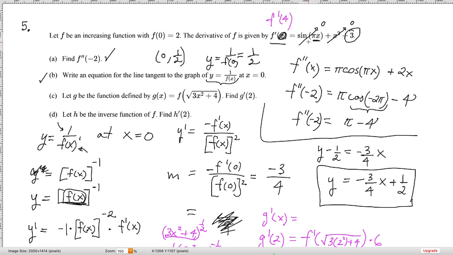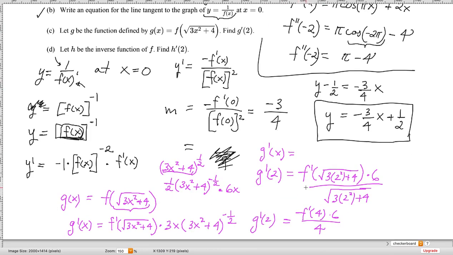Now 4 pi is two times around the circle. This is going to be 0 because sine of 4 pi is 0. 4 squared is 16. 16 plus 3 is 19. And now I have an expression for this.